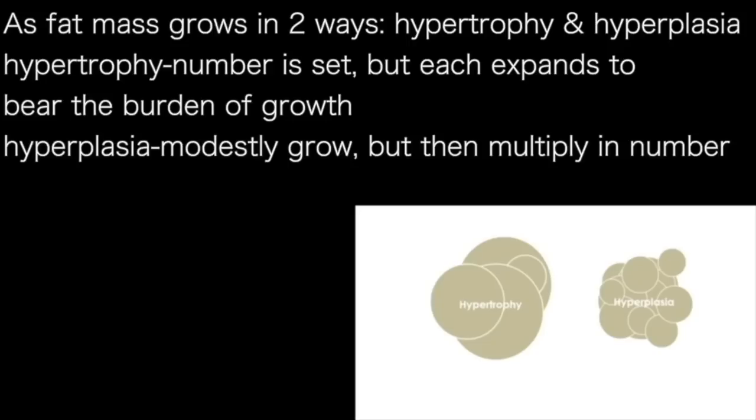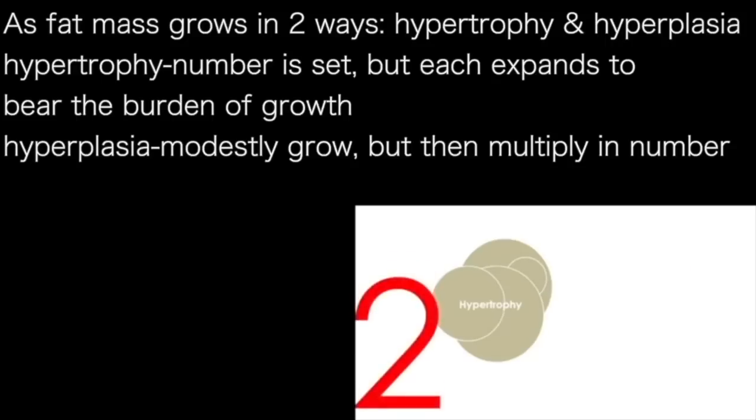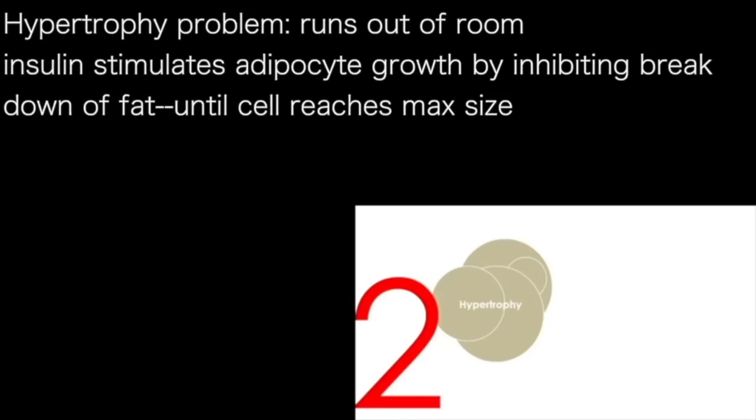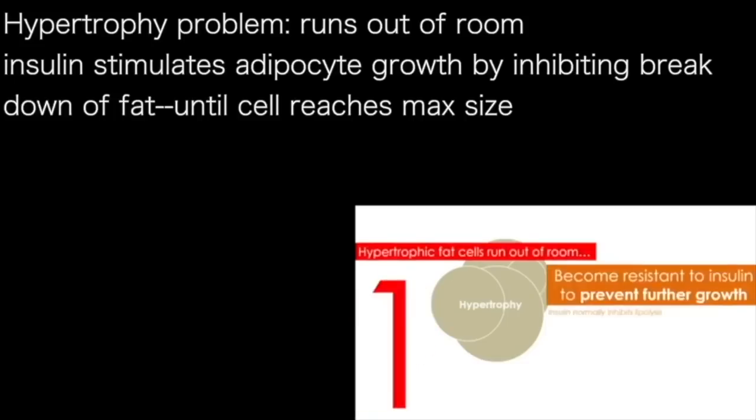In contrast, with hyperplasia, if fat tissue is being stimulated to grow, it will maybe get modestly bigger, and then it will multiply. And so it starts to recruit help to carry the load. There are two problems with hypertrophic fat gain. Both of these are quite complicated ideas, but I'm hoping that I can convey them in the simplest possible way. The first problem with the hypertrophic fat cell is that it starts to run out of room. It's essentially like a metabolic hotel that has no vacancy.